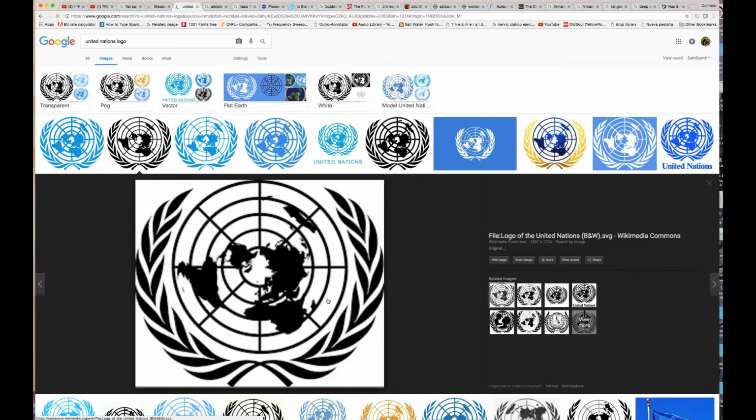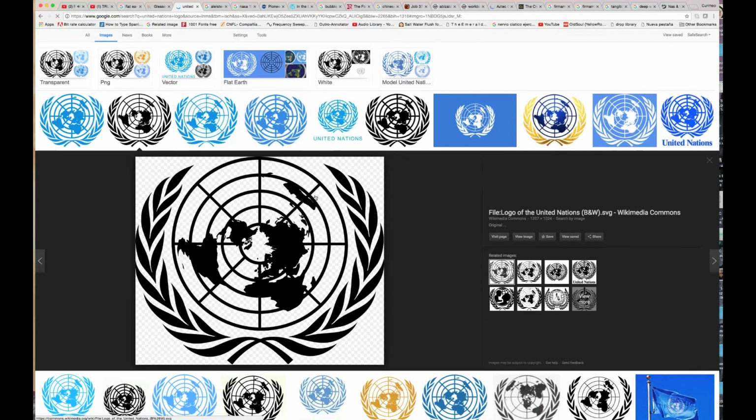Okay, so let's just pick this one. This is the United Nations logo, right? We have a flat Earth. Again, South Africa to Australia, straight line. We have 33 zones. 33. And you know what that means, 33. They don't play. And then of course, where's Antarctica then?